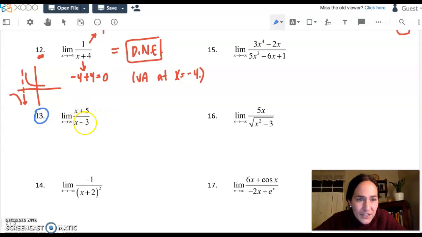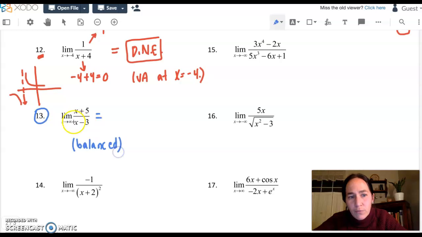So for 13, quick answer, looks balanced, right? X to the first up top, x to the first on the bottom. We pull off leading coefficients. The HA would be 1 over 1. No fancy tricks to worry about. That's just like the HA would be. HA should be the limit.